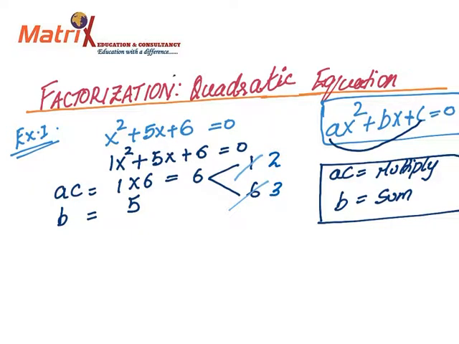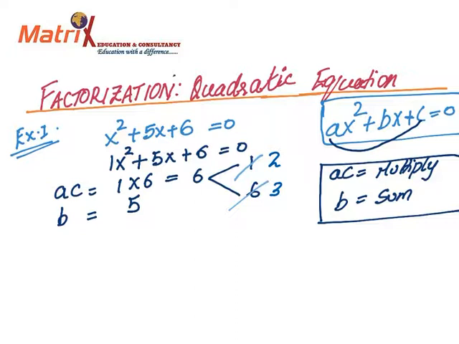I repeat again, when I multiply, I should get AC. When I add those two numbers, I should get B. That's the simple rule. If you understand this basic concept, you will never ever make mistakes in factorization. And factorization becomes very, very simple.